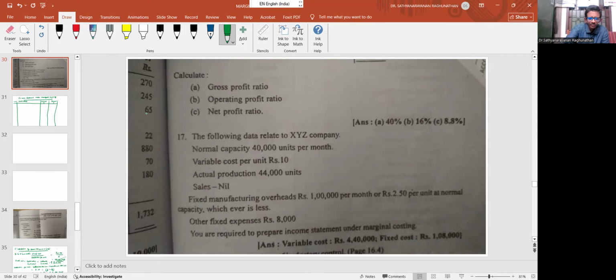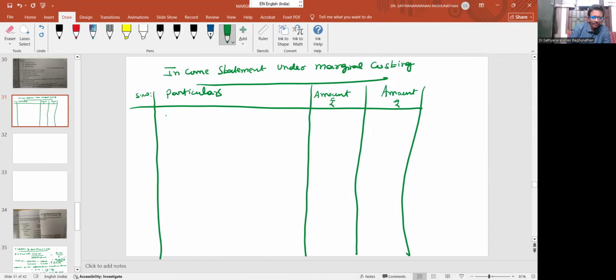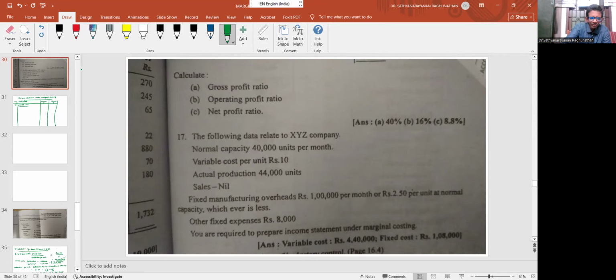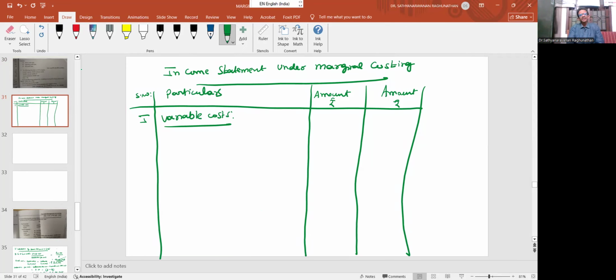Fine. Now, here we are going to calculate the variable cost and the fixed cost. Actual production is 44,000 units. Normal capacity is 40,000 units per month. You have to calculate the variable cost on the basis of the actual production only.